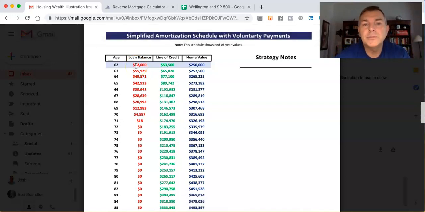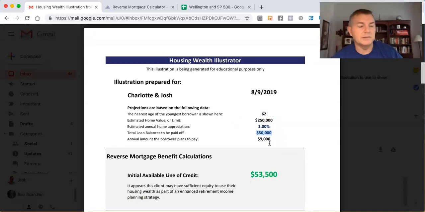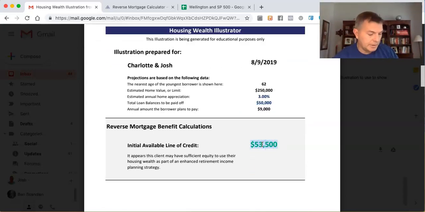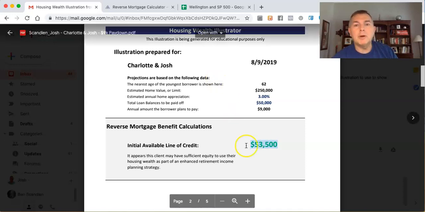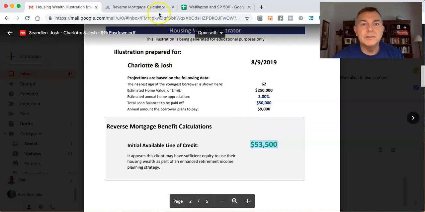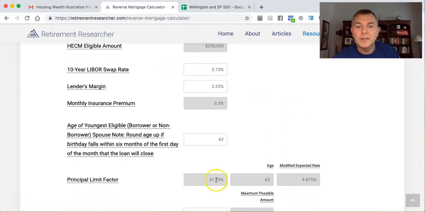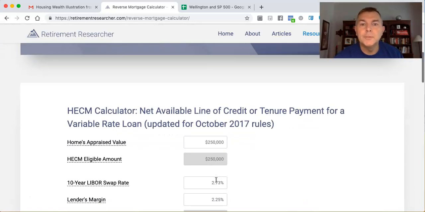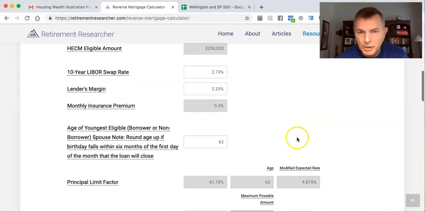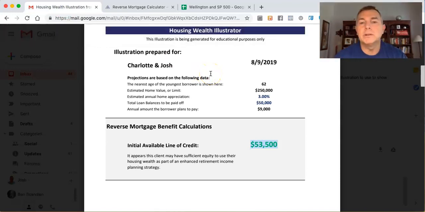How do we get $62,000 as a loan balance when we're only borrowing $50,000? Well, if we take the 62 plus the 53, we have a principal limit factor, PLF, of 115,000 divided by 250. So in this case, it is 46%. They're giving us 46% in terms of the total principal limit factor. Wade's got 41%. So again, it doesn't matter. I mean, it's not 100% equity. That's all there is to it.